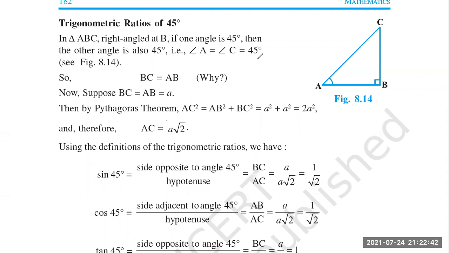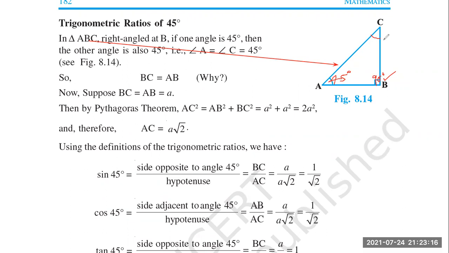In triangle ABC, look at this triangle given here. It has a right angle at B; the right angle is also mentioned. If one angle is 45 degrees, then the other angle is also 45 degrees, because one is 90. We know that the sum of all three angles is 180, and out of 180 one is 90, and if A or C is 45, the third angle is also 45 degrees. Angle A and C are both equal to 45 degrees.